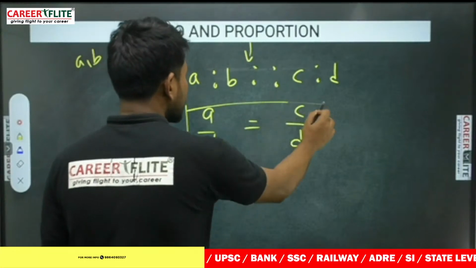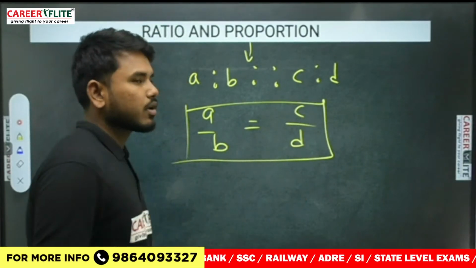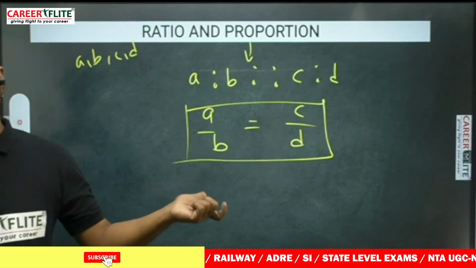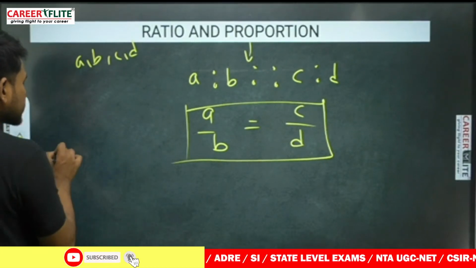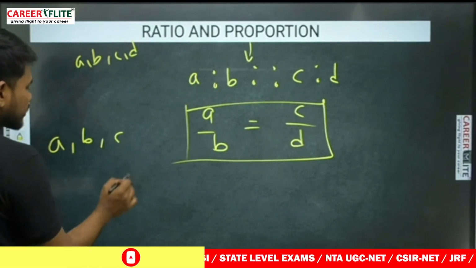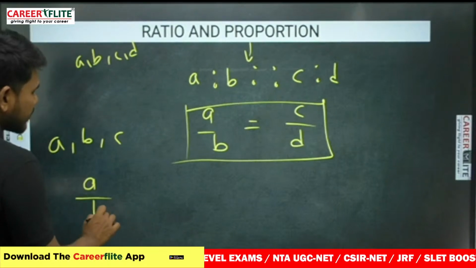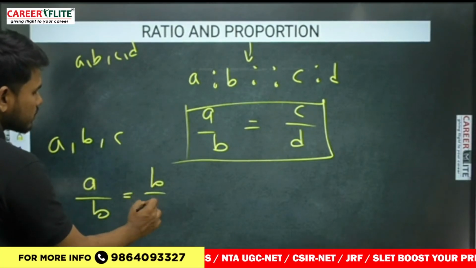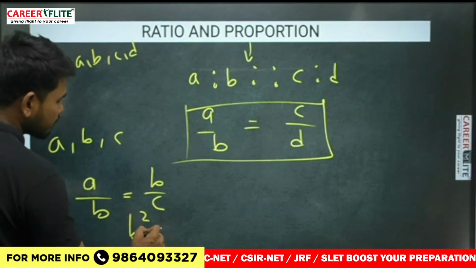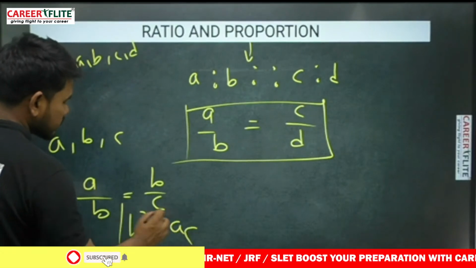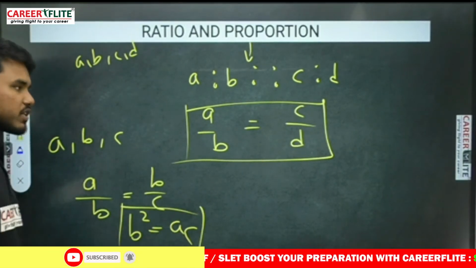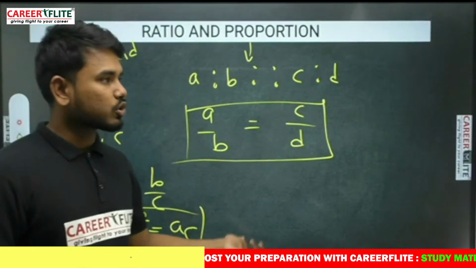So this is what proportion is, the proportion of four numbers. What if three numbers are in proportion? A, B, C. Then A by B will be B by C. This will come out to be B square is equal to A C. So this is what three numbers in proportion and four numbers in proportion mean.